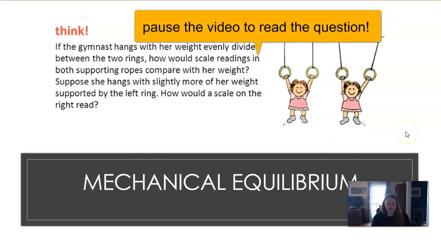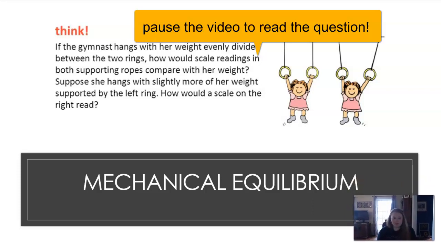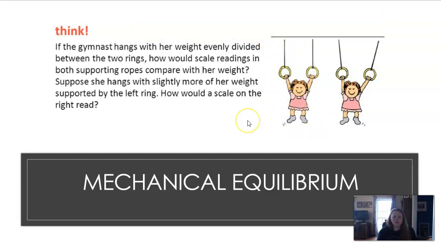So let's think about this for a second when we're dealing with mechanical equilibrium. Here we have a gymnast, and she's holding on to 2 rings. How would the scale readings in both of the supporting ropes compare with her weight? Remember, her weight is Earth's pull. So how would the tension in each rope be divided, because there's going to be a tension here and a tension here.